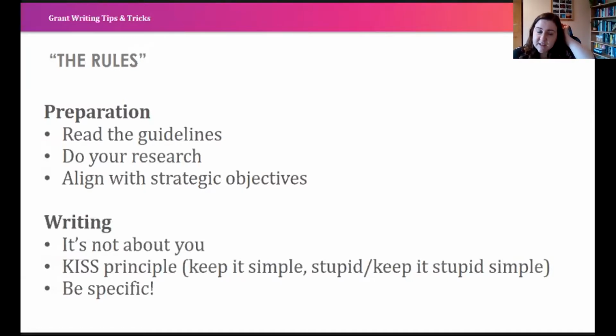Align with strategic objectives. You always want to make sure that anything you're doing meaningfully contributes to one or more of your strategic objectives. And this is all about trying to take a more strategic approach to grants. Sometimes it can be very tempting to think, oh, well, we could definitely do this, even if it's not going to add to the strategic objectives, we can do it, and it would be good to have that funding.